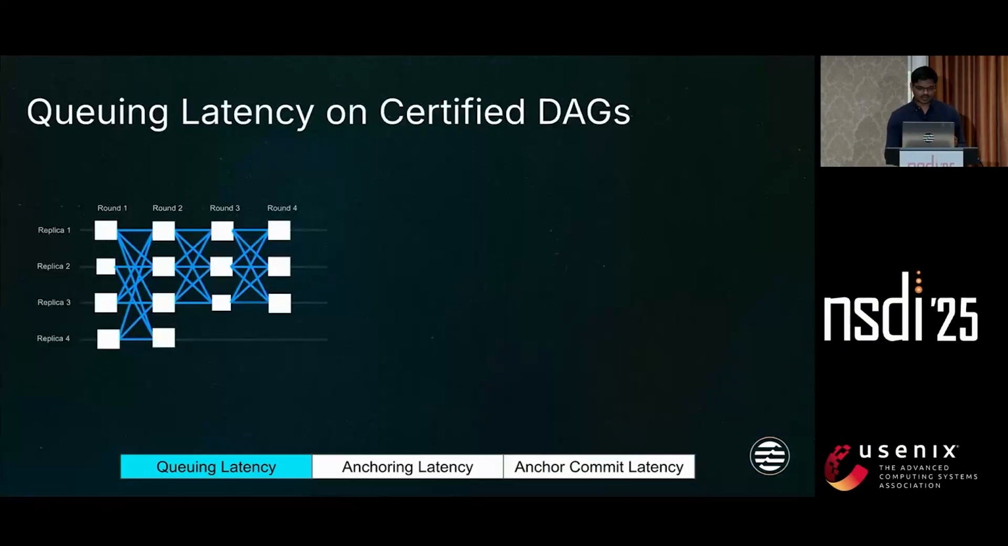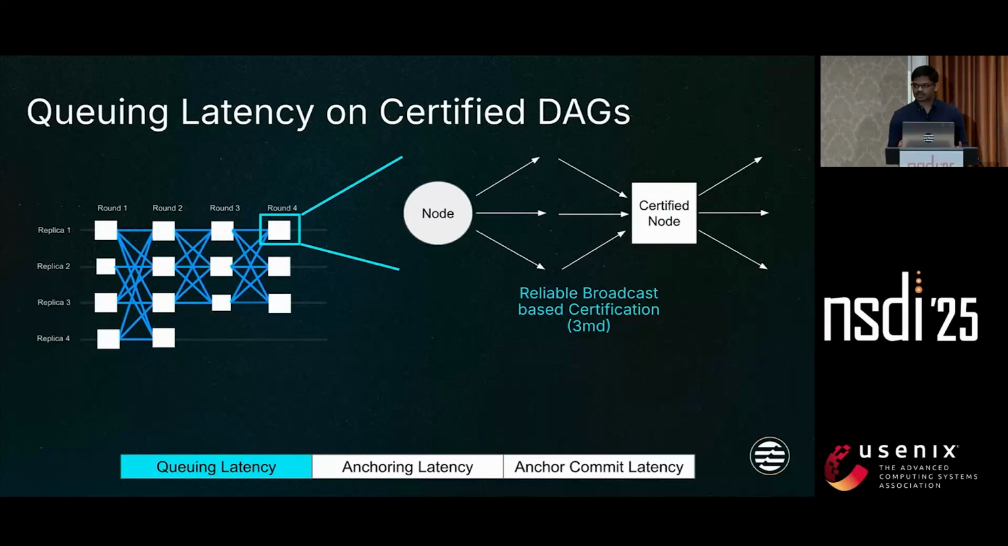First, queuing latency. So what is queuing latency? This is the latency it takes for a transaction to be included in a DAG node. And to understand how long it takes, we need to understand what goes into constructing this DAG itself, right? So each DAG round involves 3 message delays to add the node into the DAG.